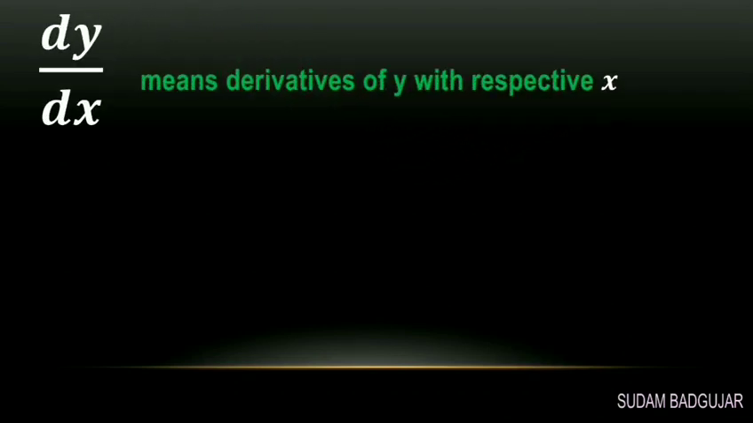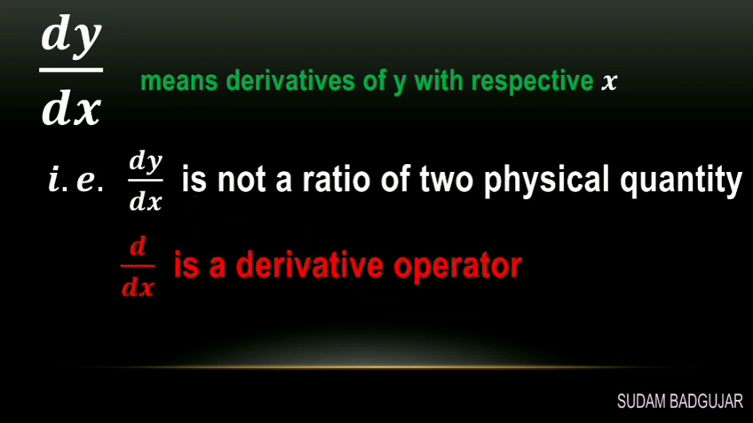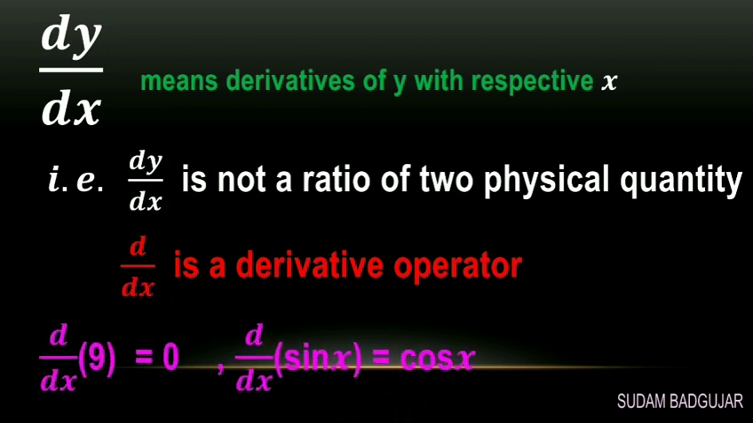What is meant by dy by dx? dy by dx means the derivative of y with respect to x. That is, dy by dx is not a ratio of two physical quantities. So, d by dx is a derivative operator. For example, d by dx of 9 is 0, d by dx of tan x is sec square x, d by dx of sin x is cos x. So, d by dx is called the derivative operator.